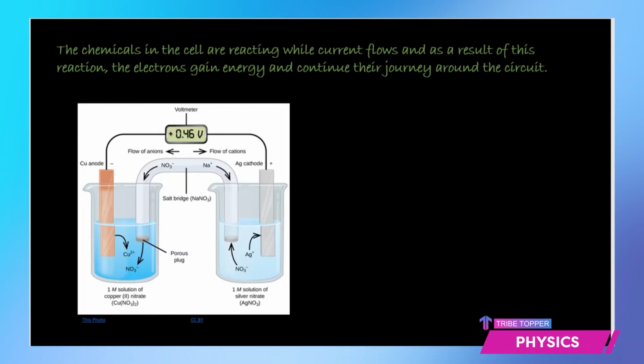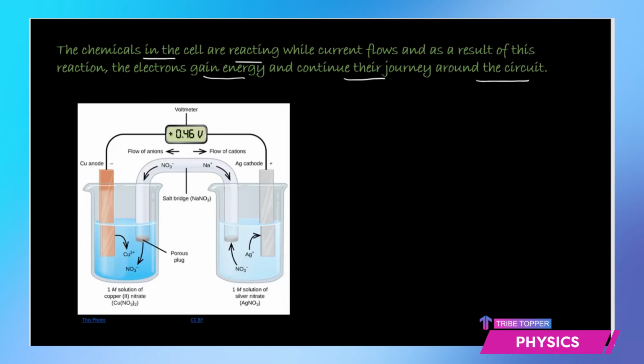So what is happening inside a cell? The chemicals in the cell are reacting. You immerse two electrodes, on one side an anode, on the other side a cathode, in the electrolyte, and a chemical reaction is going on. Due to that chemical reaction, the electrons gain energy and they continue their journey around the circuit. And so you can see a current flowing.